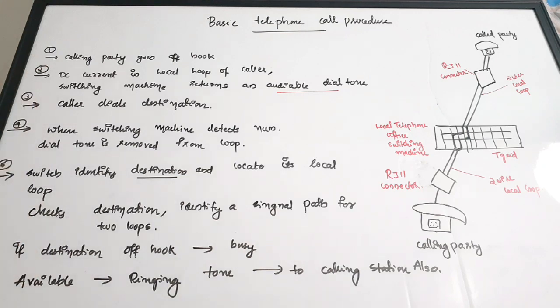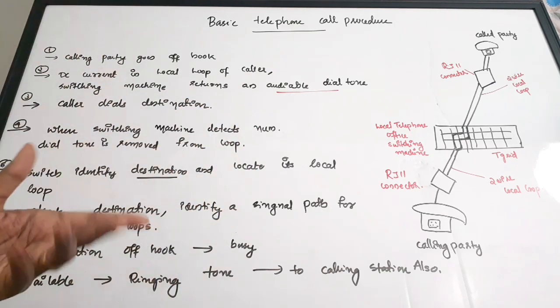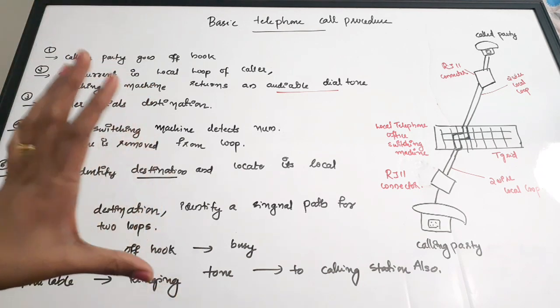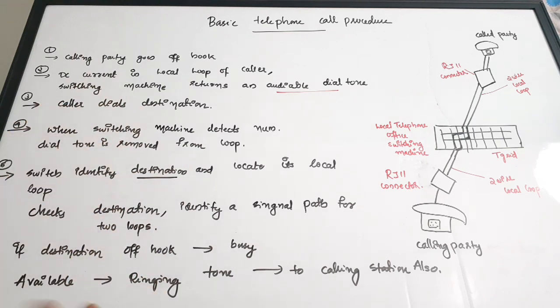Then, as a third step, after we place the handset near the ear, we dial the number, right? We do all these procedures daily, but we don't know that these are step-by-step things happening when you make a call. So in the third step, we are going to dial the destination number. And when this destination number is dialed, what will happen?